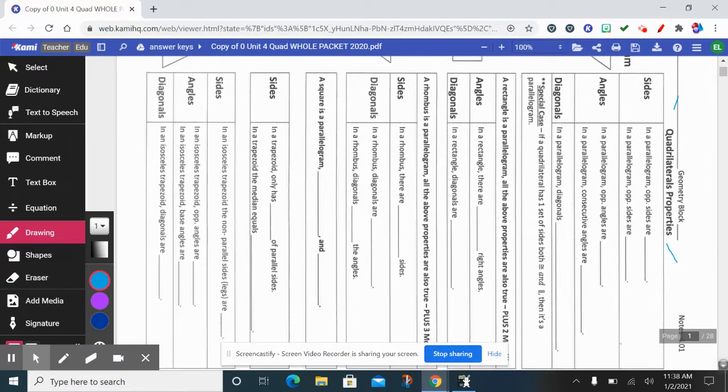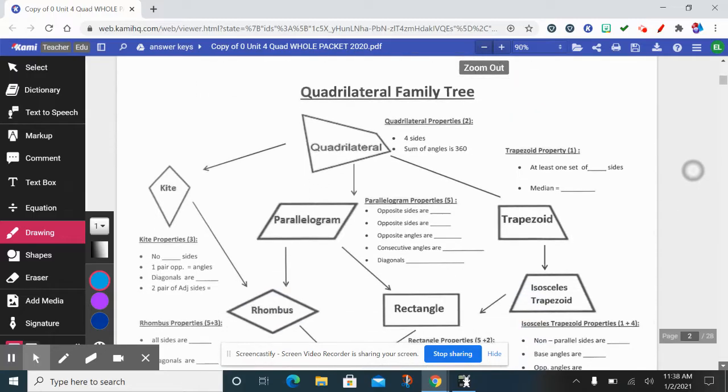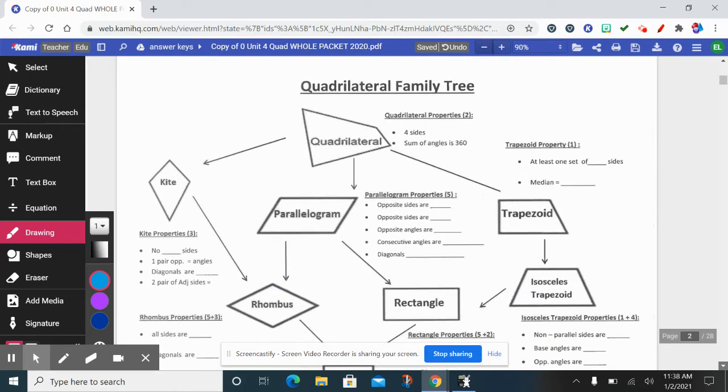We have the quadrilateral family tree. There it is. So our quadrilaterals are our four-sided figures. They have four sides, and they also have the sum of their angles being 360 degrees. Now, this top shape and all these little arrows, there's one missing right over here, are going to be kind of how the family tree flows.